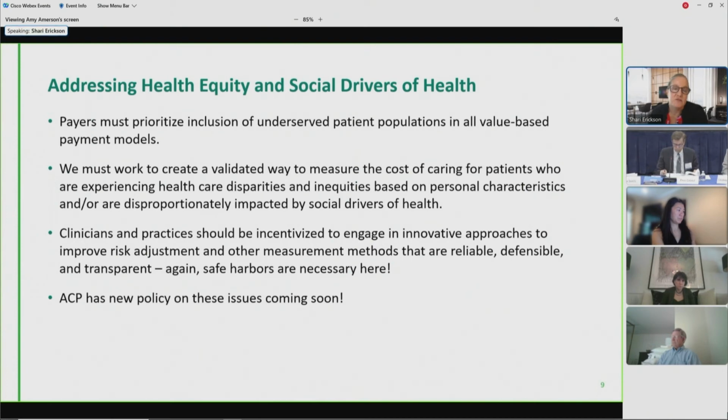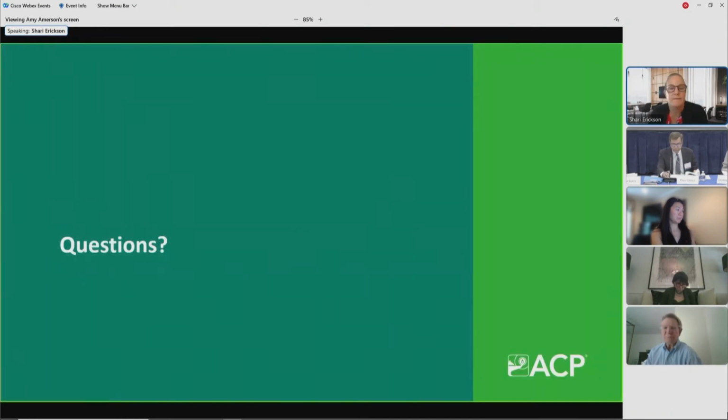And actually, I'll mention ACP has more policy on this coming soon. We have a paper being released in the next few weeks that will detail some additional ideas around this issue, but it's critically important that it be layered in moving forward to all models. Next slide. And I think that's it.